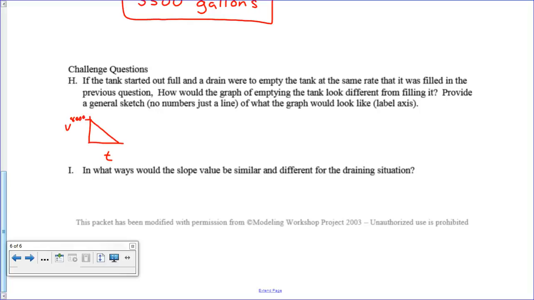All right, and then the slope here is going to be the opposite of what we had. So we had 194, so the slope would have the same magnitude, but it would be the opposite in sign. So slope would be negative 194 gallons per minute in this case, since we're taking it out instead of putting it in.